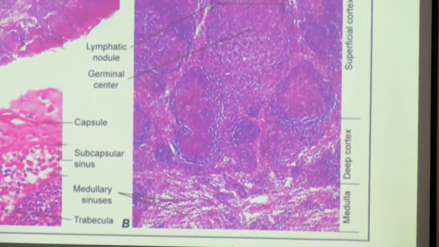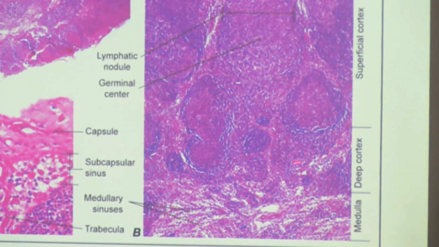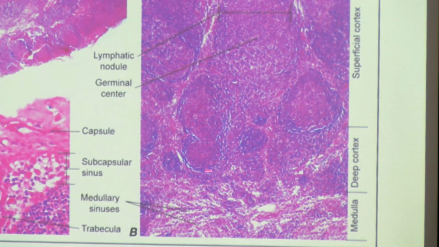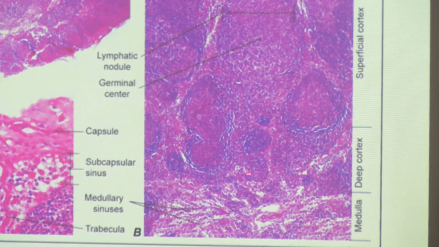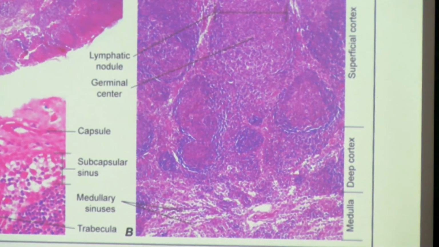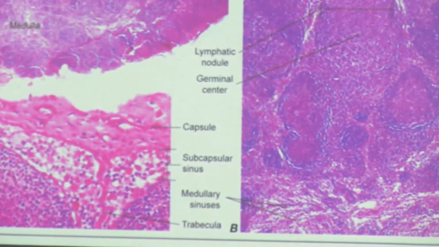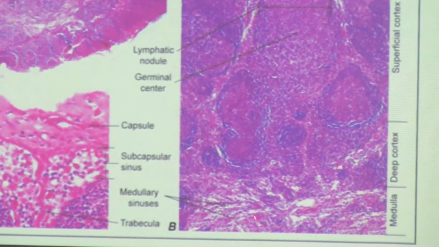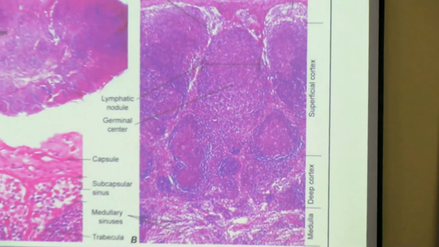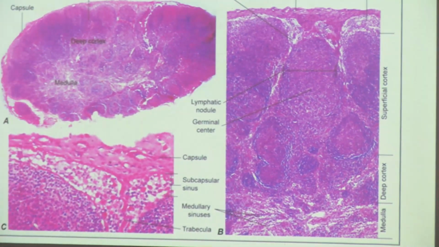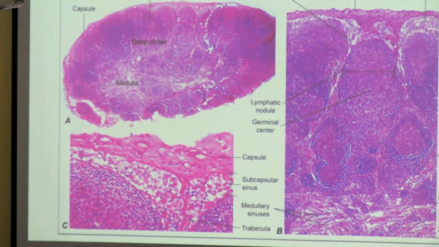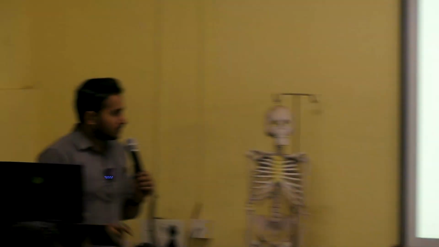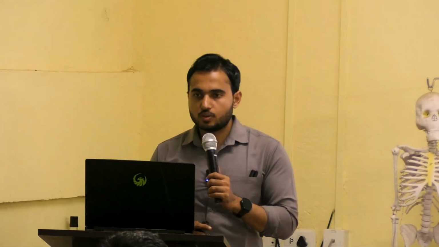In this particular area you will be getting the paracortex. ठीक है, यहाँ पे paracortex दिखाई देगा, जो paracortex दिखाई देगा वहाँ पे nodules will be absent. Next, if you come more deeper, you can see this is the medulla, lightly stained, as you can see the staining difference, and so many small spaces will be seen. Those are medullary sinuses. ठीक है, so that's all about the lymph node.